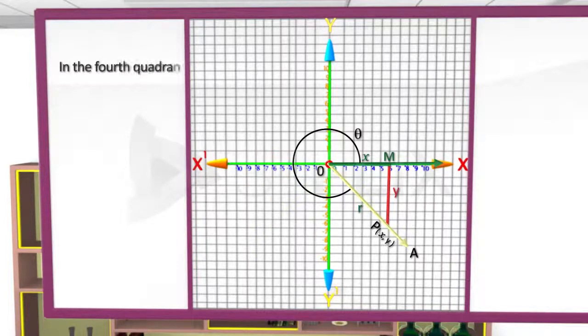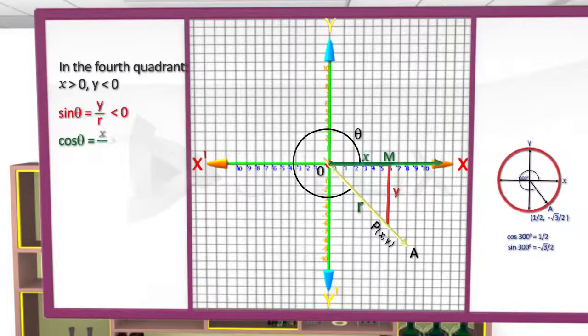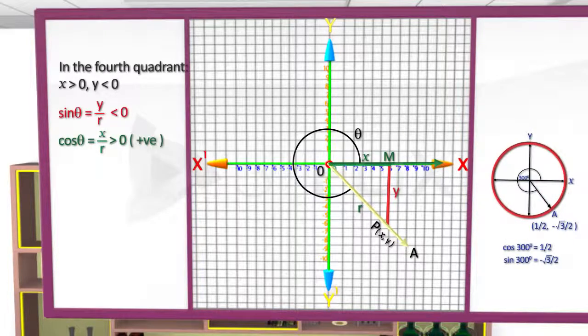In the fourth quadrant, x is greater than 0, y is less than 0. Sin theta is equal to y by r, less than 0. Cos theta is equal to x by r, greater than 0. Tan theta is equal to y by x, less than 0.